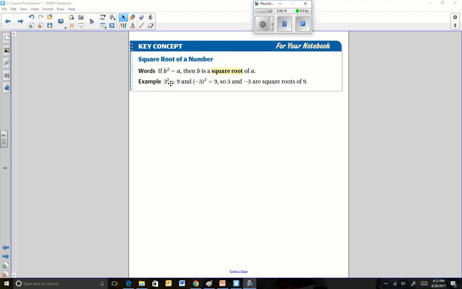If you have 3 squared, 3 times 3 is 9. So if you take the square root of 9, you will get a positive 3 and a negative 3. Those two are the square roots of 9, because you can take 3 and square it, you get 9. If you take negative 3 and square it, you still get 9. So 3 and negative 3 are square roots. Please make note of this.